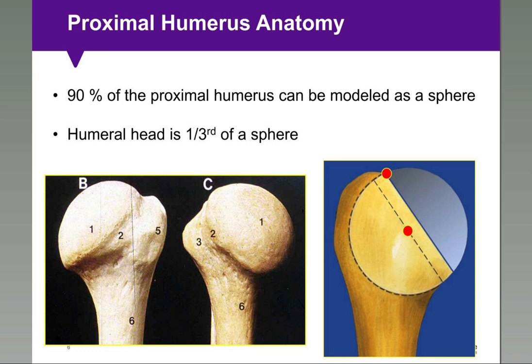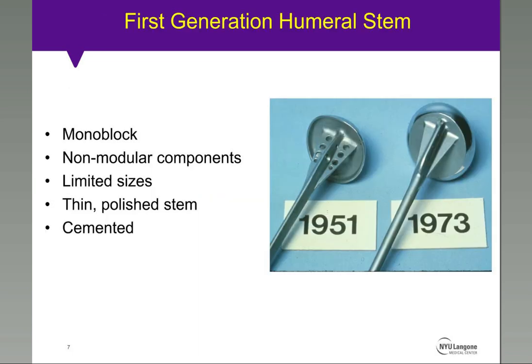We all know that 90% of the proximal humerus can be modeled as a sphere, and the humeral head constitutes 1/3 of this sphere. This anatomic feature was incorporated towards designing the first humeral stem by Dr. Neer, which was a monoblock stem initially used for fracture stems, was non-modular, had limited sizes available. It was a thin polished stem which was used in a cemented fashion.